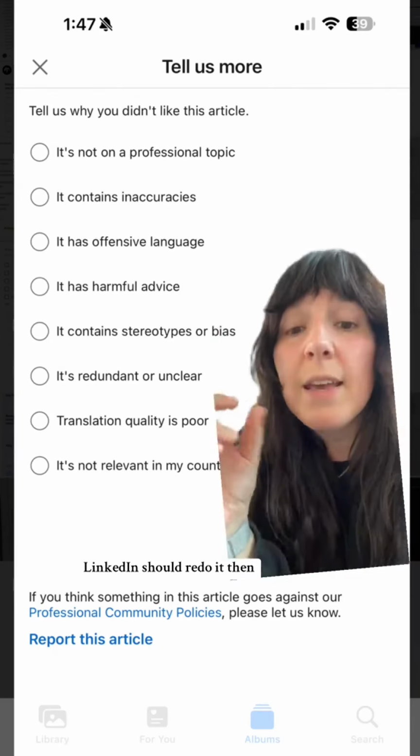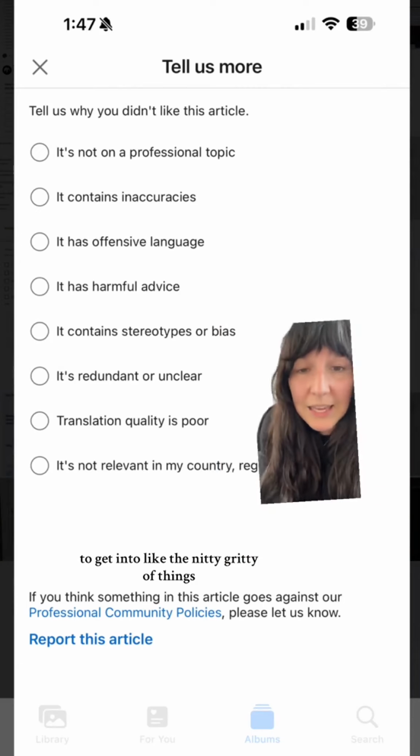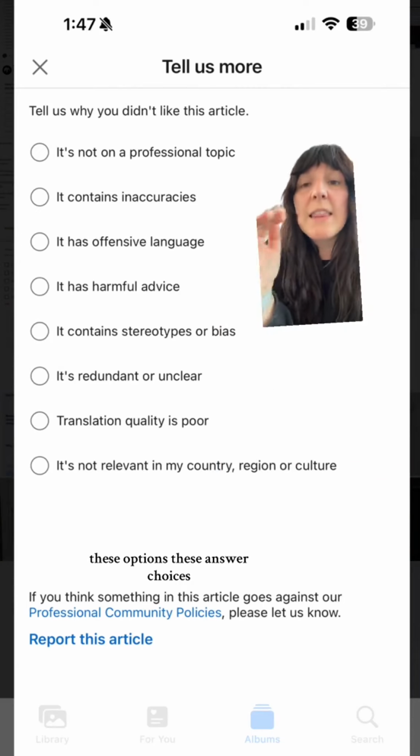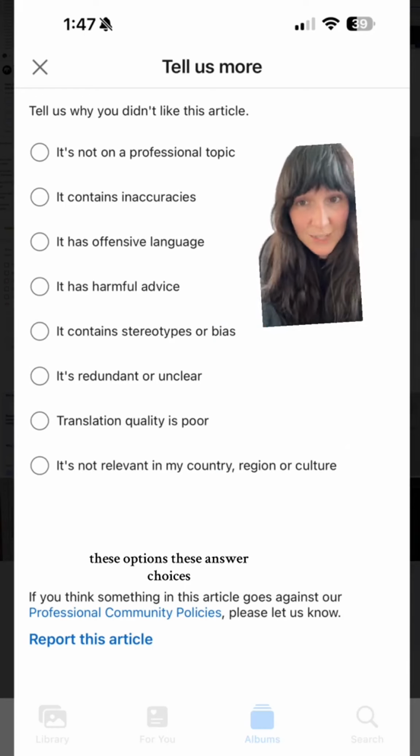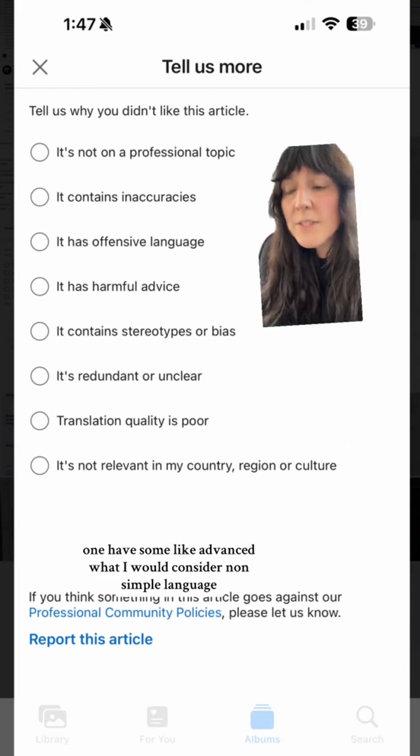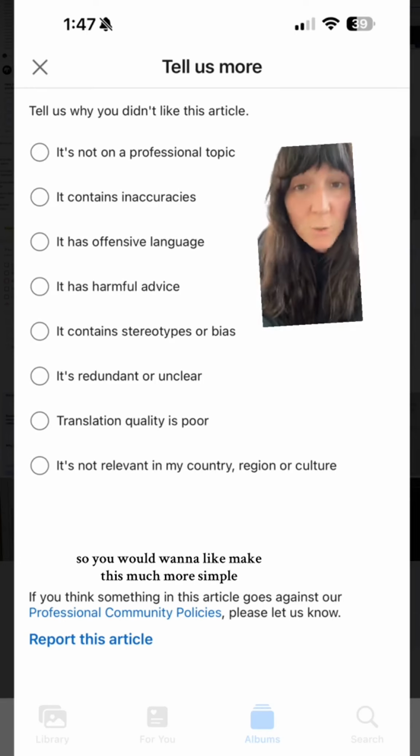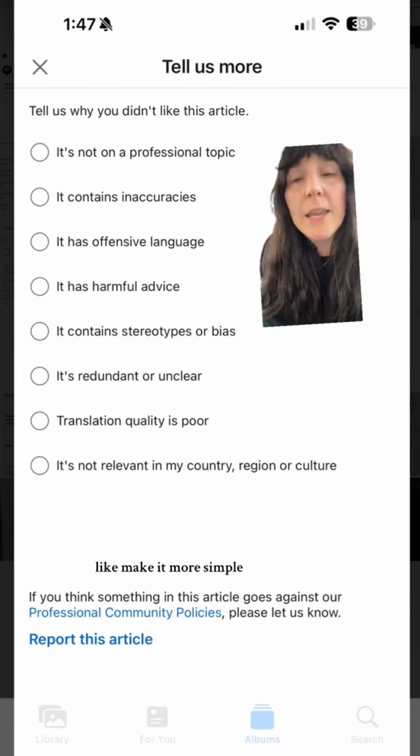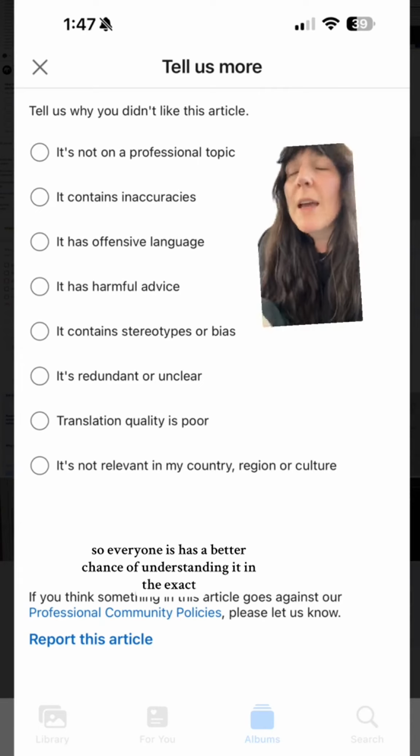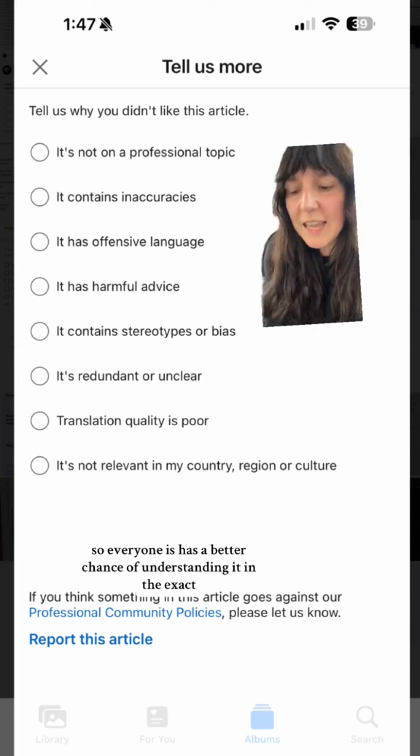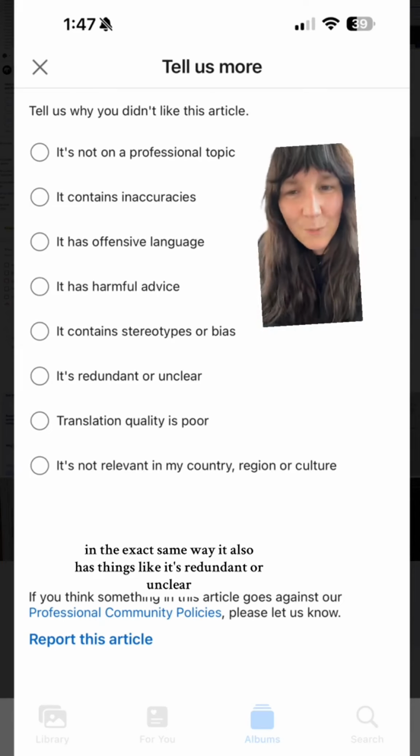LinkedIn should redo it. Then to get into the nitty gritty of things, these answer choices they provide have some advanced, what I would consider non-simple, language. So you would want to make this much more simple. That's just the best practice. Make it more simple so everyone has a better chance of understanding it in the exact same way.